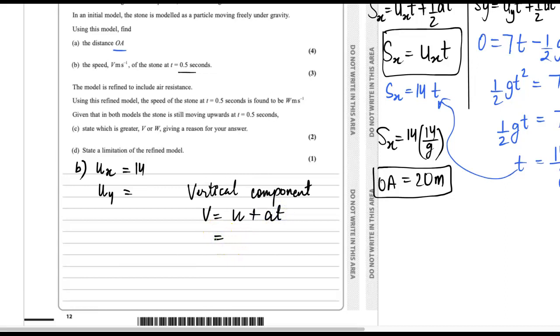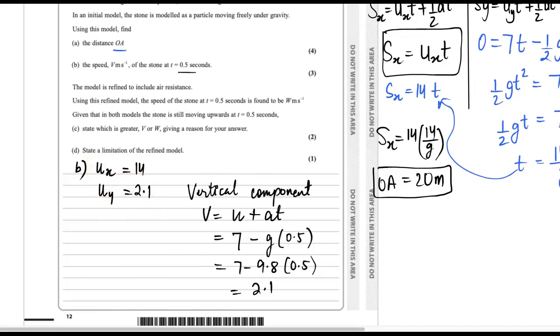So for the vertical component, v equals u plus at. Acceleration due to gravity, acceleration would be negative. So 7 minus g times 0.5. So you're going to be doing 7 minus 9.8 times 0.5. That gives us 2.1. So our vertical component is 2.1.